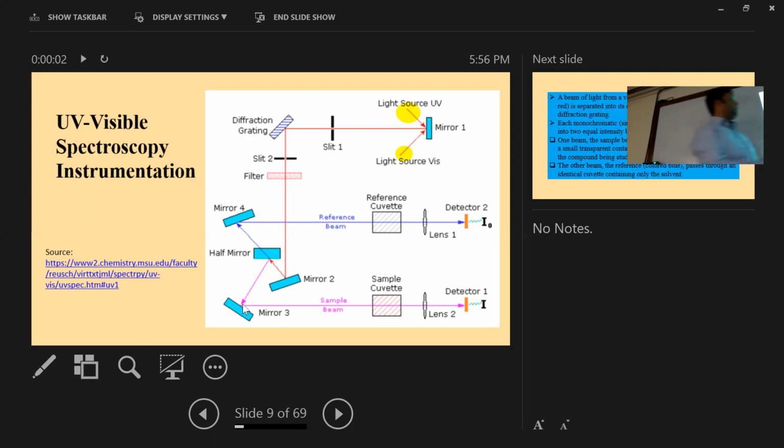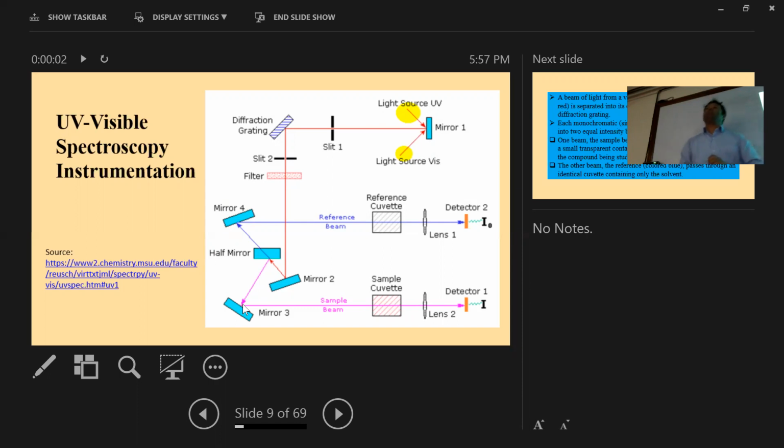Now, if we have some mango juice or orange juice, whatever, and we want to analyze whether it has some protein or not, we will put the mango juice in this cuvette. Most of the time, mango juice is made of mango and the rest is water. So we will have water in the other cuvette and we will put it here.